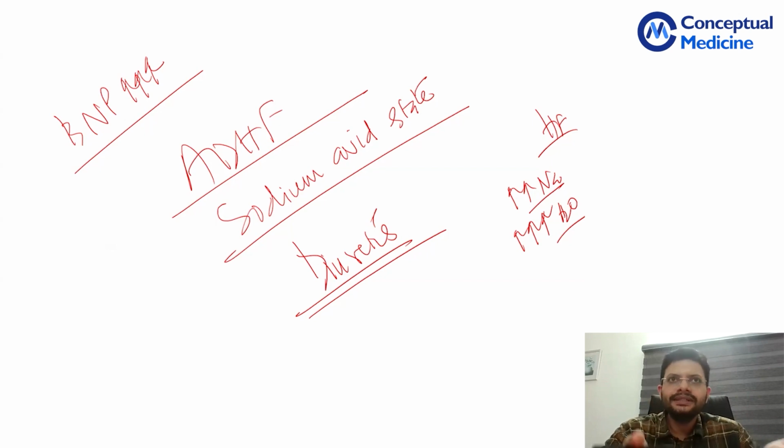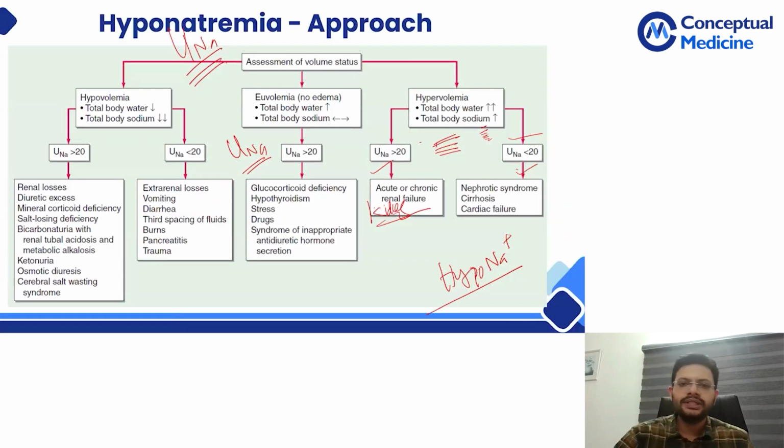There's no contradiction. It's a sodium avid state. You have to get rid of the sodium by giving the diuretics. I hope you got this concept loud and clear. So that's about hypervolemic hyponatremia. More sodium, even more water, leading to a dilutional hyponatremia.